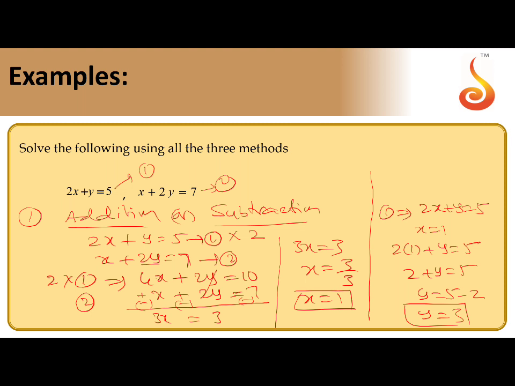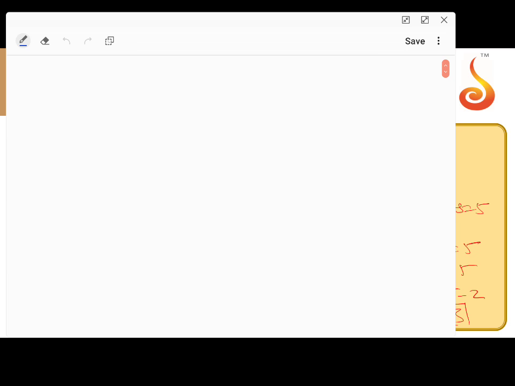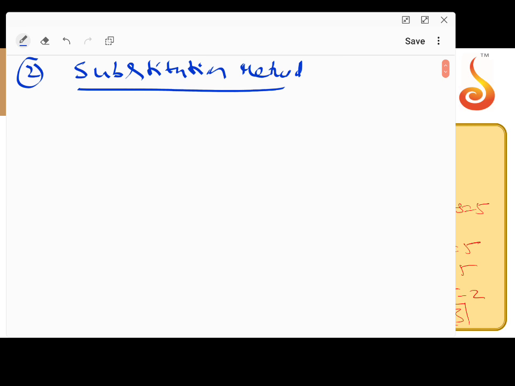Next. So this is a most useful method. Now we are going to take the second method, which is called the substitution method. So what are the given equations? 2x plus y equal to 5 and x plus 2y equal to 7 given.